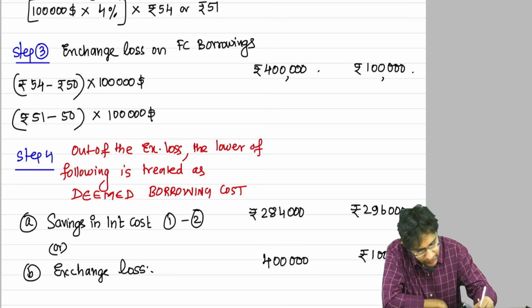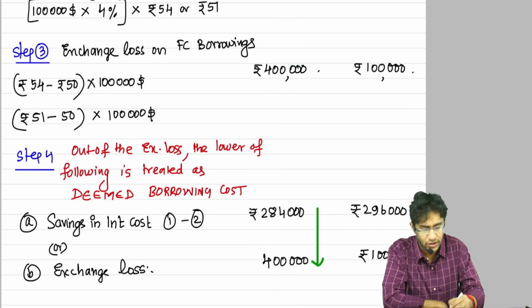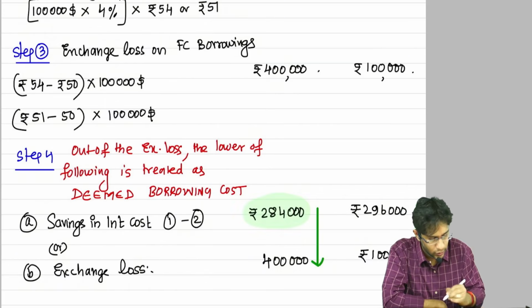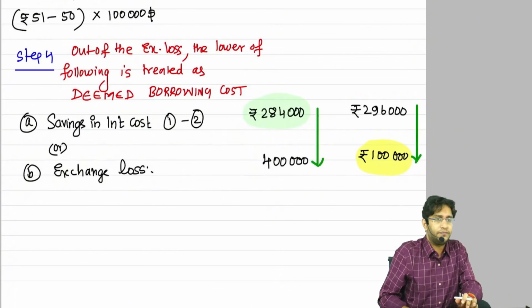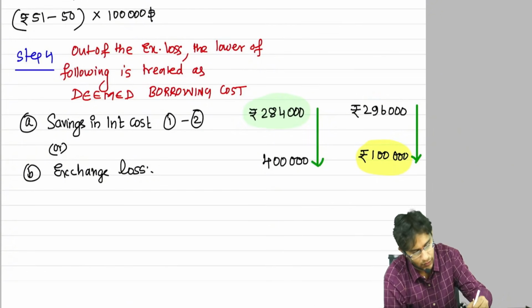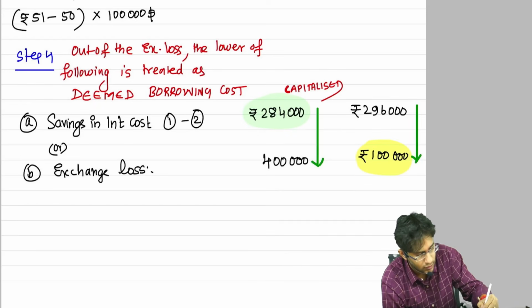Now, between these two, you have to select whichever is lower. Because there are two conditions you have to satisfy. Here, this is lower. Here, this is lower. A lower amount you have to capitalize. So, this is capitalized. This is also capitalized.